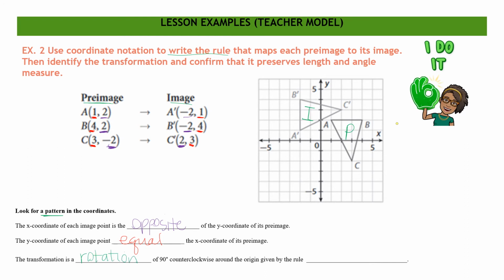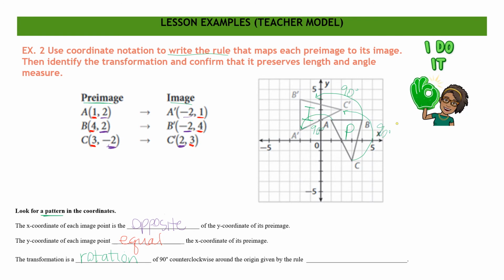Okay, a rotation happens, and this type of rotation that's happening from the pre-image to the image is happening over a 90-degree angle, and we're going to get into that a little bit later, but I just want to let you know that there is a rotation that's happening from point to point. So B is rotating to B prime, A is rotating to A prime, and then C is rotating to C prime, all at 90 degrees.